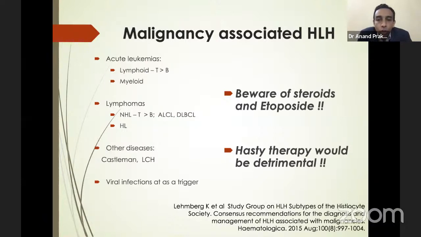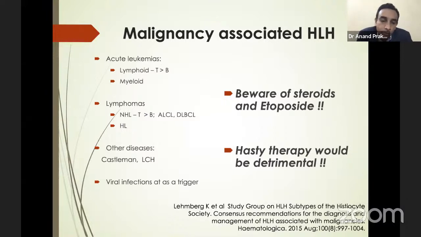However, we would not want to precipitously start steroids and etoposide in acute leukemias, which have a lot of mimics to HLH, T cell more than B cell. A lot of lymphomas, anaplastic large cell lymphoma, DLBCL, would all present with a close mimic. I presented a case of Hodgkin's for you, and other diagnoses like Castleman's and LCH would come in with fevers, organomegalies, and we wouldn't want to make an incomplete diagnosis.